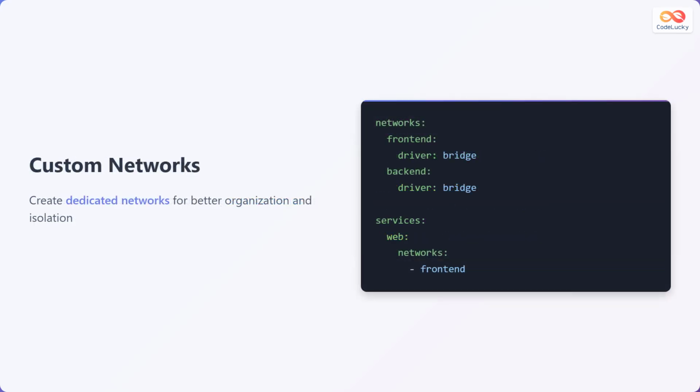You can create dedicated networks for better organization and isolation. Take a look at the code. We are defining two networks, front-end and back-end. The web service is then assigned to the front-end network. You can configure the driver, but the default is bridge. You can create different types of networks, but bridge is the most common. These custom networks can help you isolate your application components for security or organizational purposes.